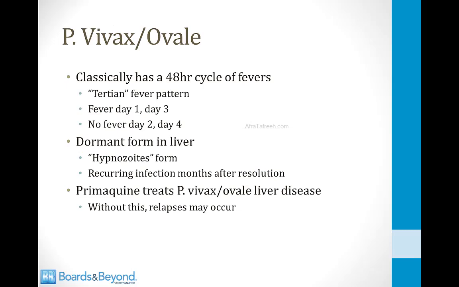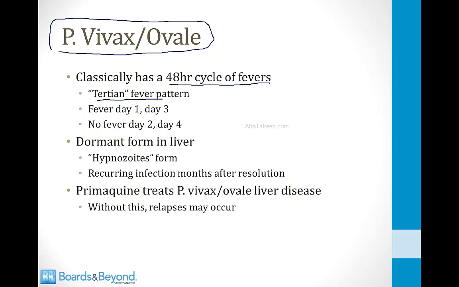Now let's talk about the different species of Plasmodium and what's unique about infection with each type of protozoa. So Plasmodium vivax and ovale you can think of together because both of these species of Plasmodium cause the same symptoms and clinical picture. These two Plasmodium classically have a 48-hour cycle of fevers. It's called a tertian fever pattern because the fever occurs on day 1 and day 3, but there's no fever on day 2 and day 4.